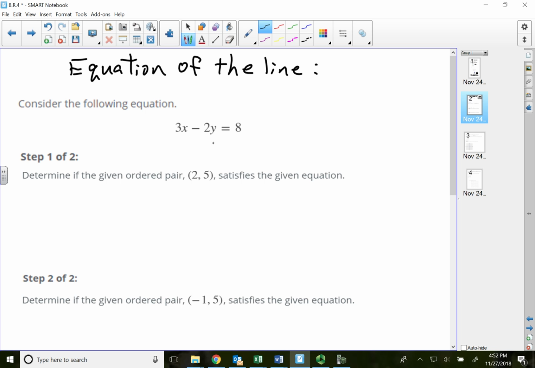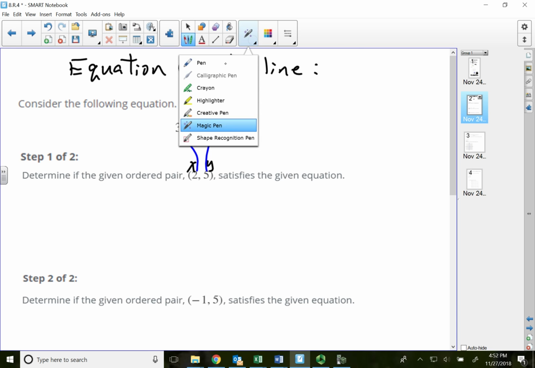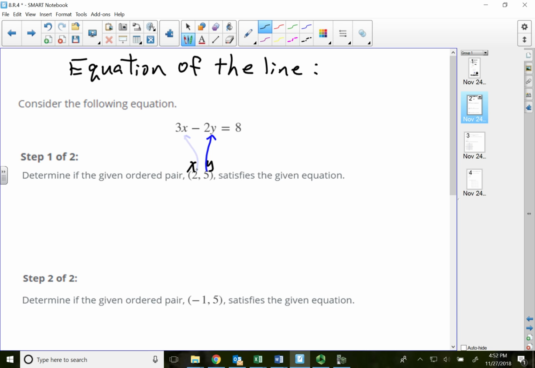So here I'm given an equation of the line called 3x minus 2y equal to 8. And what I want to do here is to determine if the given point 2, 5 satisfy the equation. So what that means is, if I plug in 2 for x, 5 for y, will this satisfy the equation? That means will the left side equal the right side? So all we're going to do is substitute 2 for x, 5 for y, and then see what this is going to turn out to be.